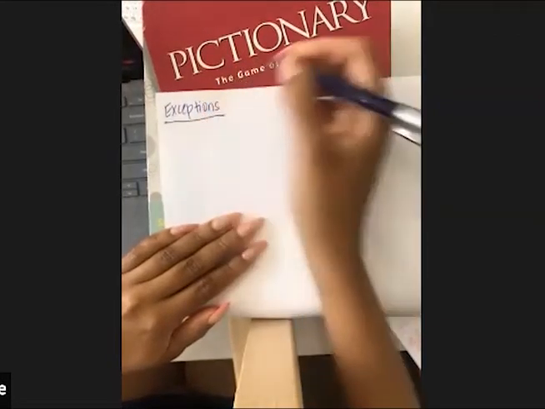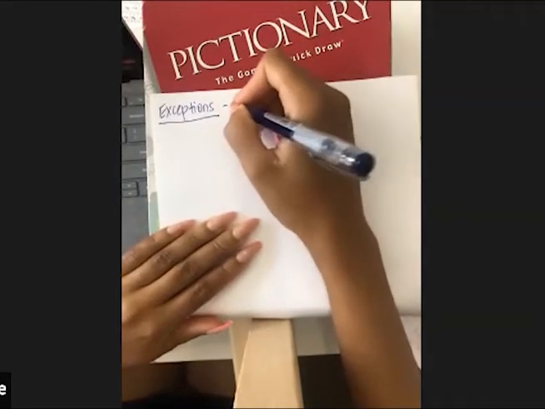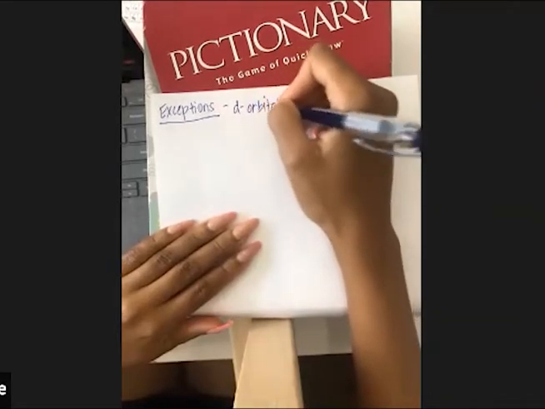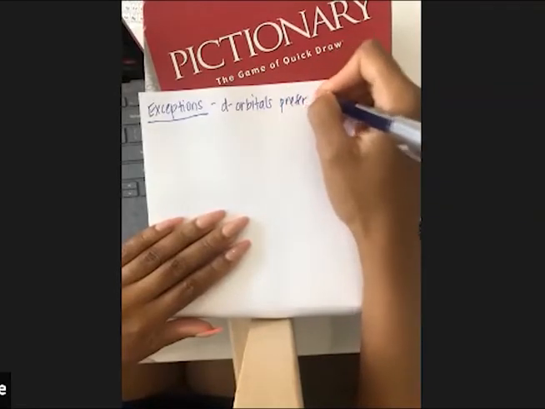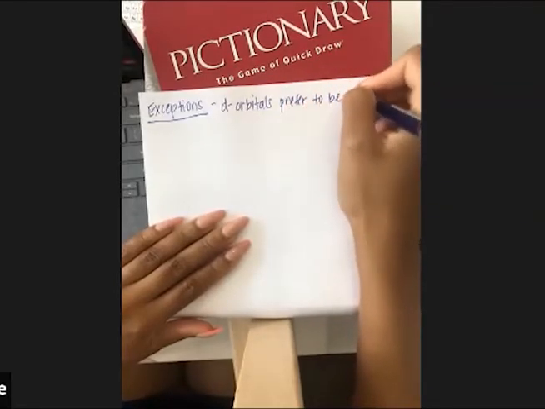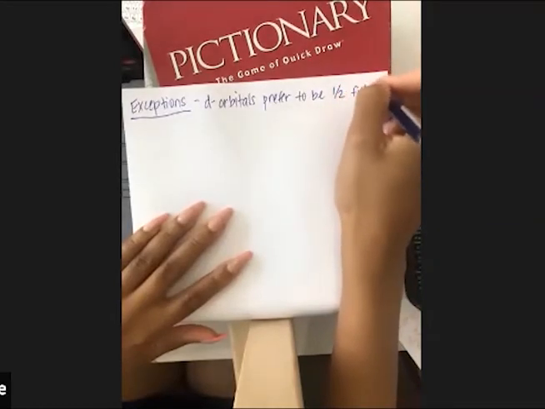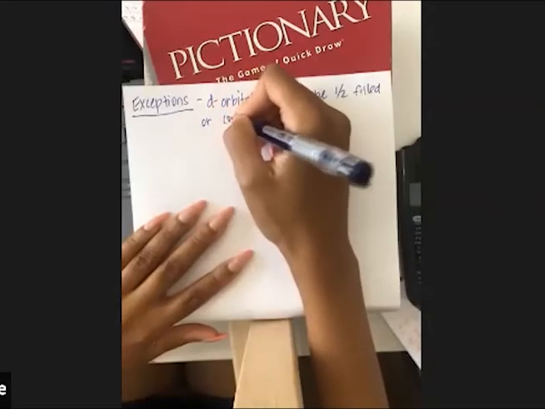The exceptions say some of the d orbitals, or not even some, just the d orbitals in general. D orbitals prefer to be half filled or completely filled.